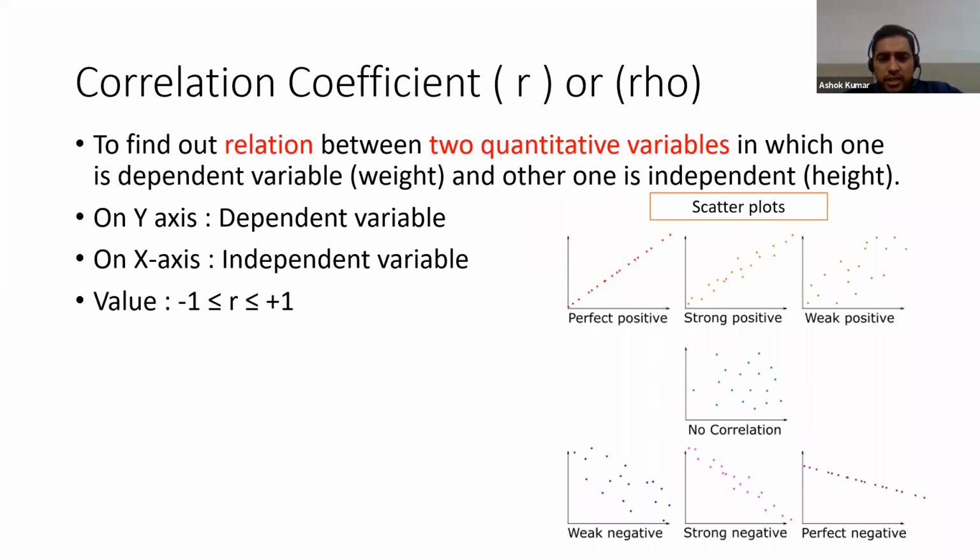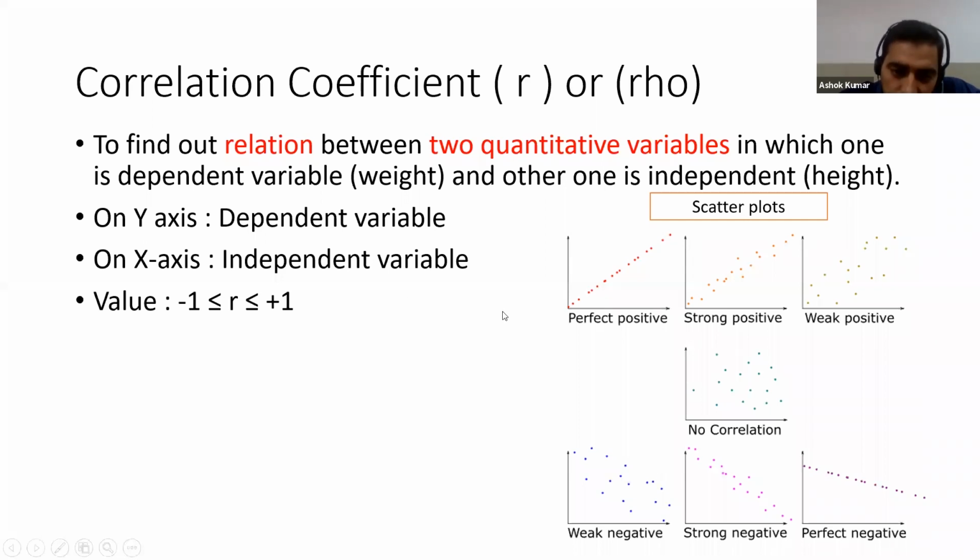And you can see here in correlation coefficient, we have to make a scatter plot. On the x-axis there is an independent variable, and on the y-axis there is a dependent variable, and we see if there is a relationship. If height is increasing, is weight increasing or not, and how much is weight increasing? Or, if the independent variable is increasing, is the dependent variable decreasing or increasing?